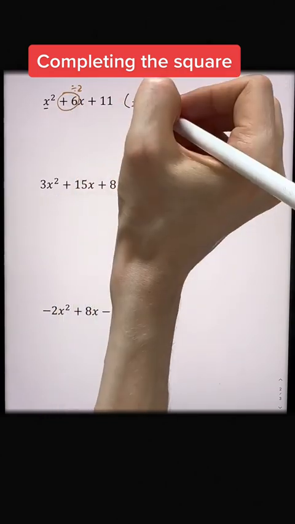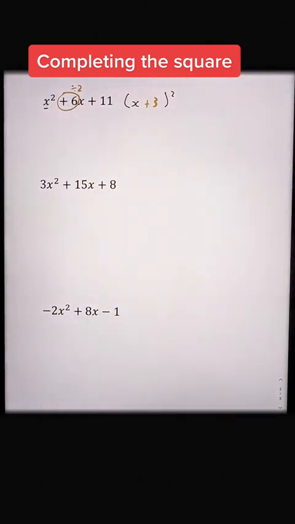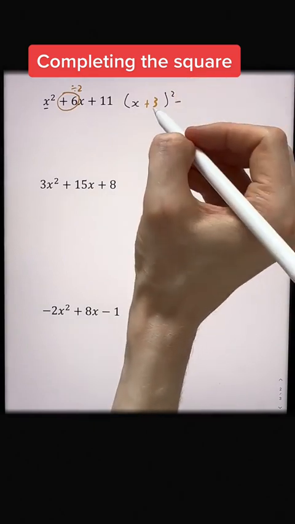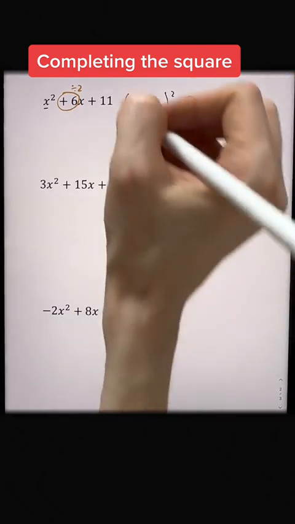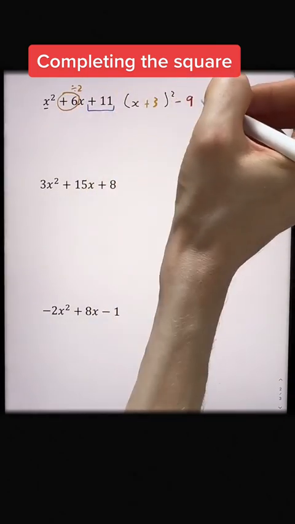Well, positive 6 divided by 2 gives us plus 3. And then always subtract the number inside the bracket squared. Well, 3 squared I know is 9. So I'm going to subtract 9. And I place the original number, in this case plus 11, on the end.